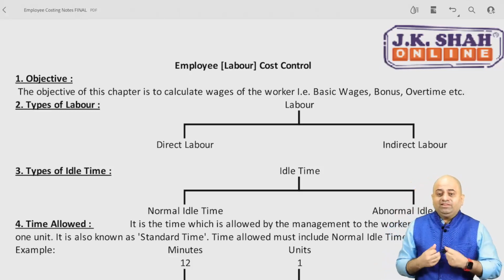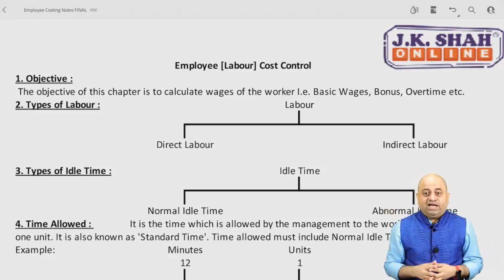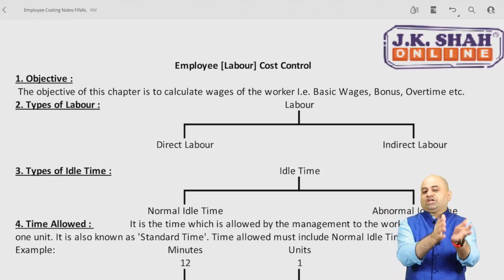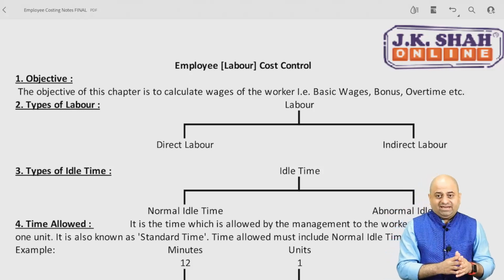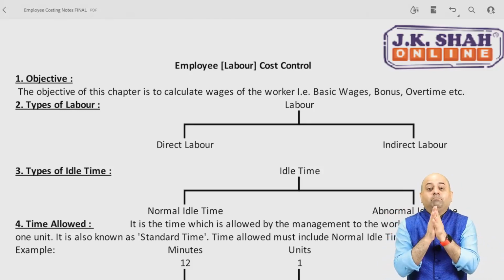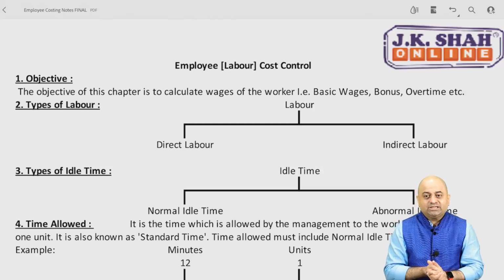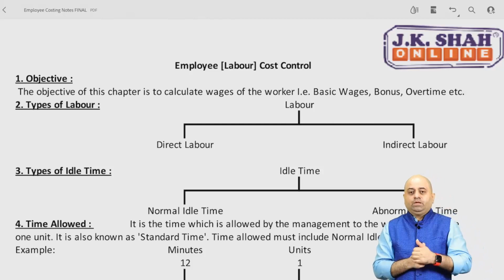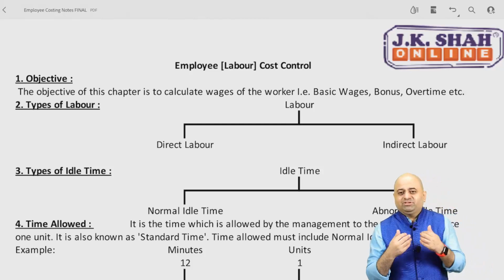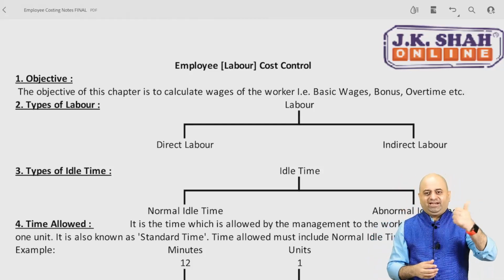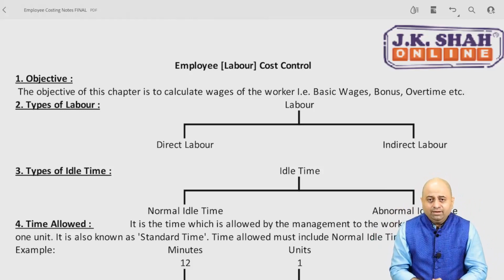Let me tell you one thing, my dear friends. Earlier, the name of this chapter used to be labor cost control. Now the name of the chapter has changed, no doubt about that, but the essence of the chapter remains the same. That is, it relates to calculation of wages of the worker. Next point is something which all of us have studied in cost sheet as well, direct labor, indirect labor. We know that very well.